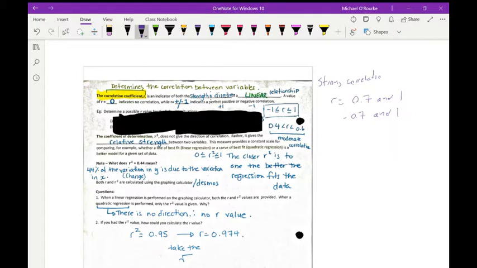Now through this video, you have to pause it, write it down, pause it, write it down. Okay. A moderate correlation has an R value between 0.4 and 0.6, and negative 0.4 and negative 0.6. That should be negative up there. I just realized that.